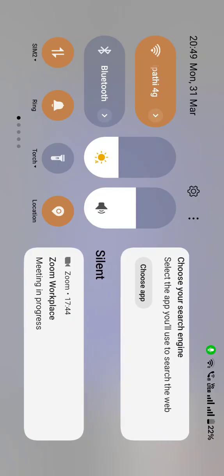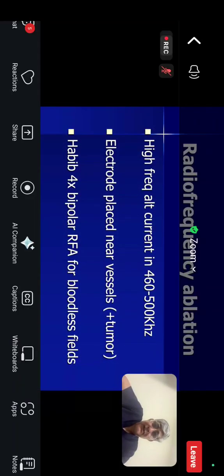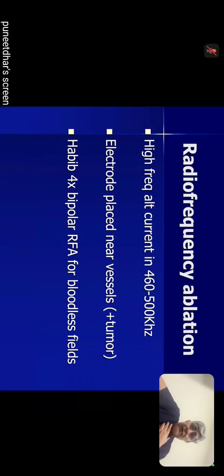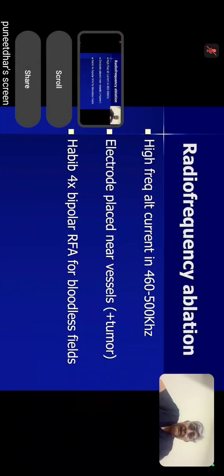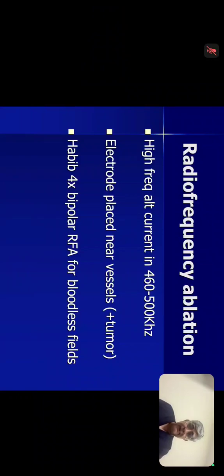So finally, it's the radio frequency ablation. You're familiar with that for liver tumors and all that. But this can be used, so very high frequency alternating current in that range. You place the electrode near the vessel, or tumor if you're using it for tumor ablation. But for laparoscopic use, Habib, this British surgeon, actually used 4 bipolar RFA for bloodless division.